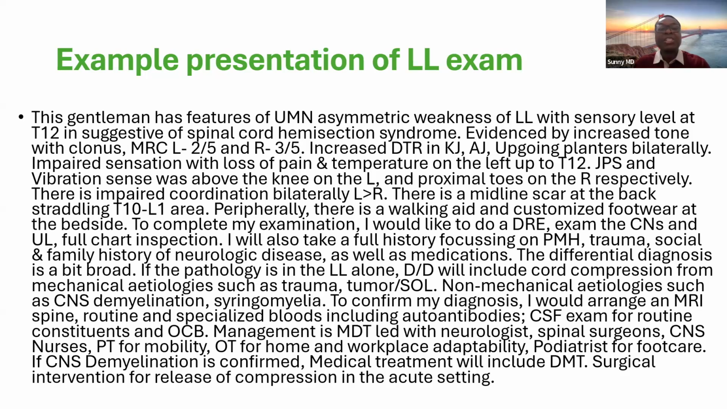The differential diagnosis is a bit broad. If the pathology is in the lower limb alone, my differentials will include cord compression from either a mechanical cause, such as trauma, tumor, or space-occupying lesion, or non-mechanical etiologies, such as CNS demyelination, syringomyelia, etc. To confirm my diagnosis, I would arrange an MRI spine, routine and specialized blood tests, including autoantibodies, and also a CSF examination for routine constituents and oligoclonal bands.